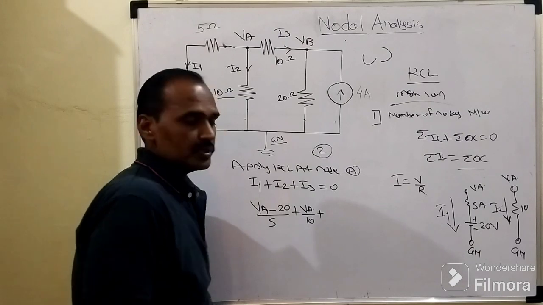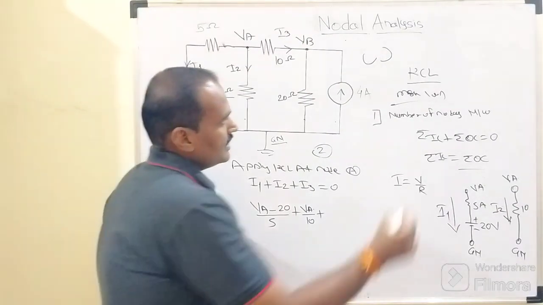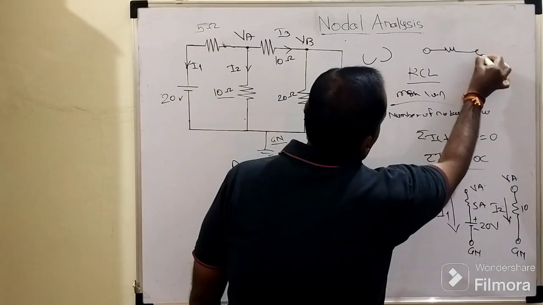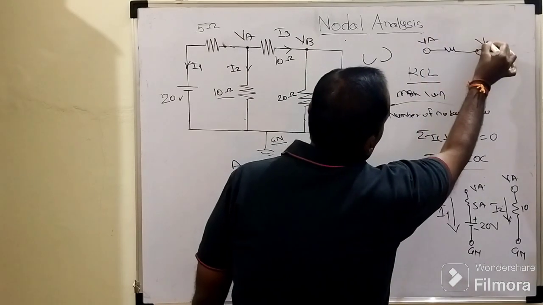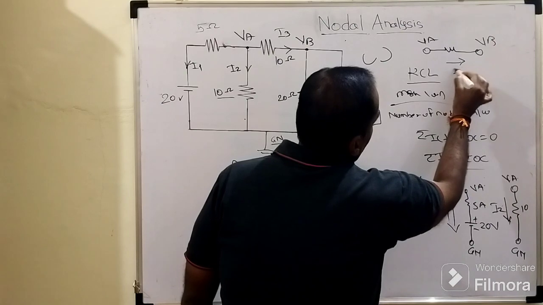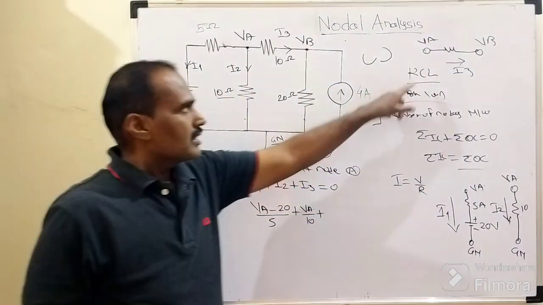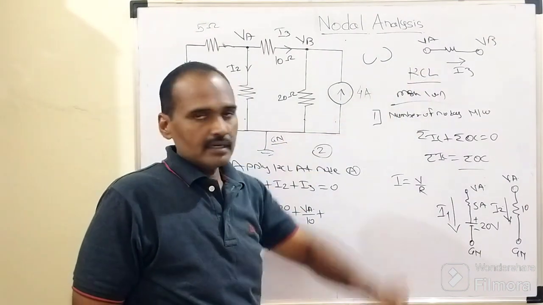This is how that I2 is to be written, right? I3 is nothing but what? The current flowing through this 10 ohm resistor, which is connected in between VA and VB. How is it being considered? Outgoing from this node VA, right? So at that time the potential of VA is greater than VB.